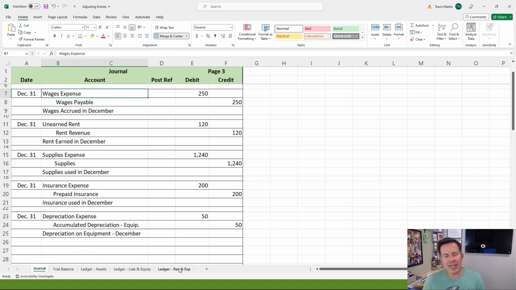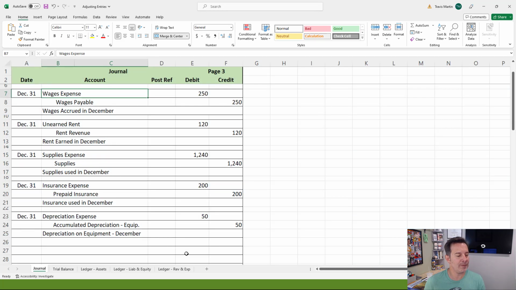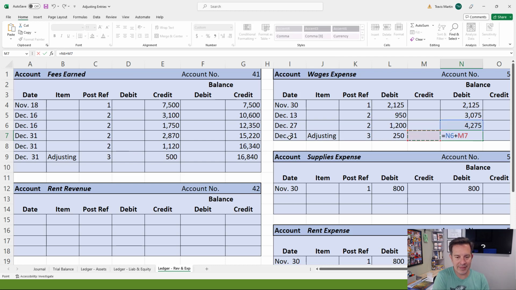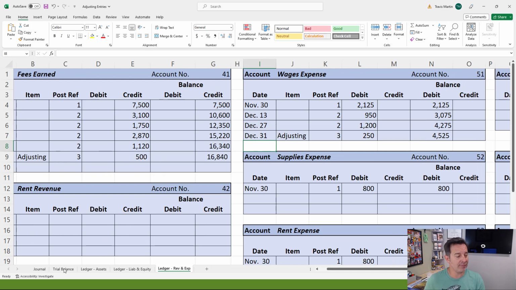Next one up, December 31, we have a debit to wages expense. And again, if you want to work ahead, you're welcome to do that. And then you can come back and check your answers at the end. We've got wages expense going on here. How much was that? $250. Add that in. New balance of $4,525. That was account number 51.